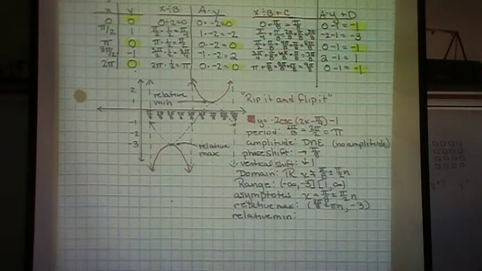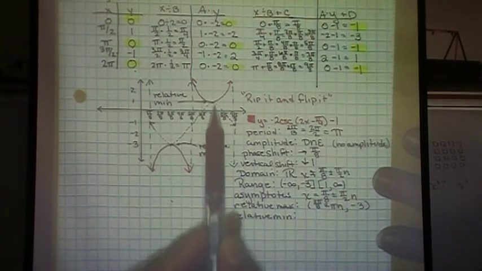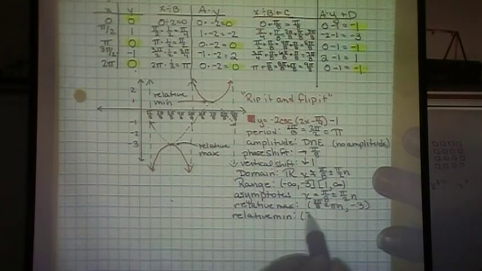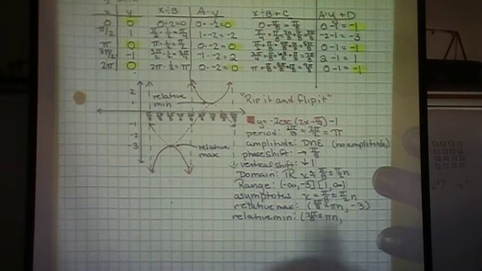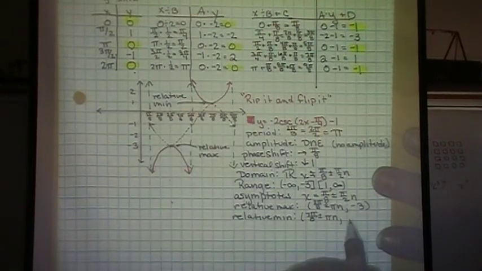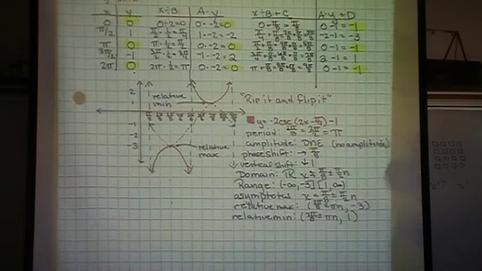Now do the same thing for the min. My min is at 7 pi over 8 plus or minus pi n, but this time my y is 1. Okay, that's it for this example. Let's go on to the third one.